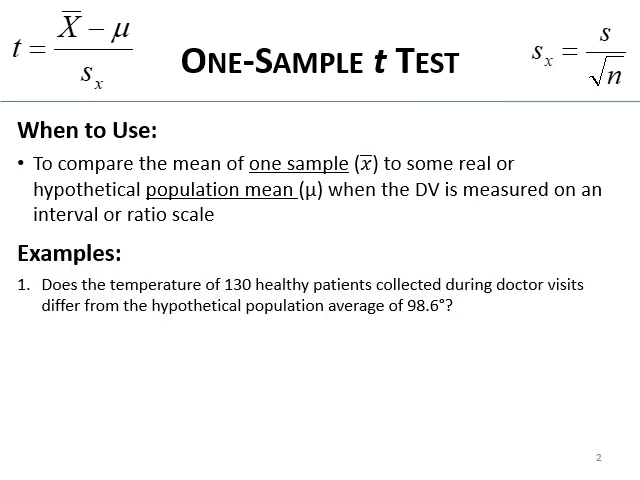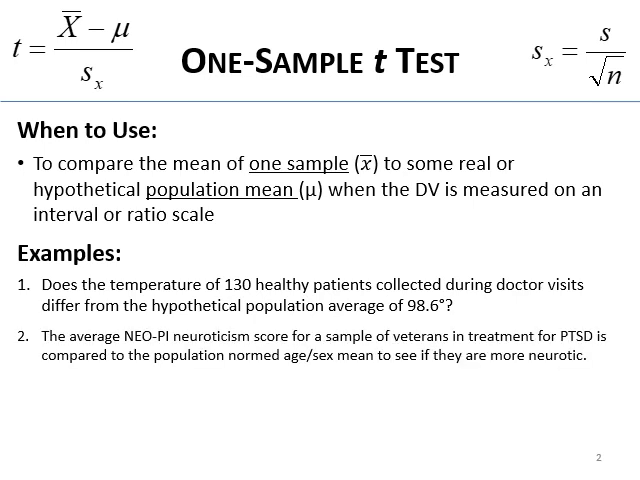So for example, does the temperature of 130 healthy patients collected during doctor visits differ from the hypothetical population average of 98.6 degrees? So you've heard that the average body temperature is 98.6. So they collect body temps for 130 folks who are healthy, and they say, does this differ on average from this hypothetical 98.6? One sample.